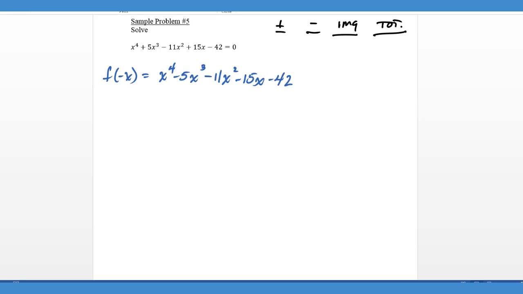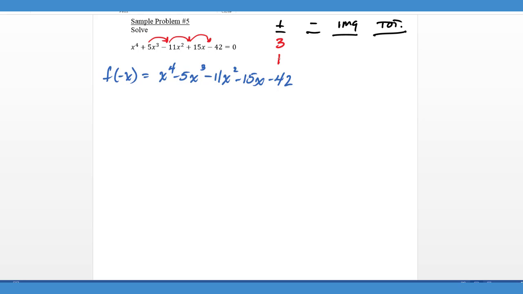Okay, so we'll take a look at our first one, and we have one sign change there, two, and then a third sign change. So that means we could have up to 3 positive roots, or less than that by an even amount. So that's one possible positive root.